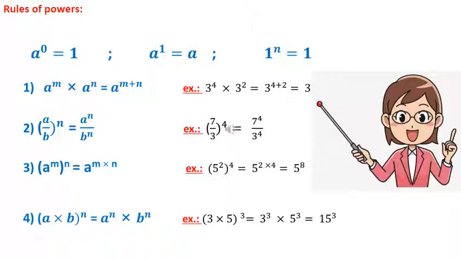Now, if we have (a times b) to the power n, you can distribute the exponent to a and b because they are multiplied by each other. So (3 times 5) to the power 3 is 3 to the power 3 times 5 to the power 3. And you can multiply the bases together because they have the same exponent, which is 3, so 15 to the power of 3.